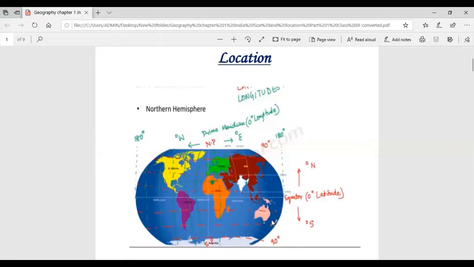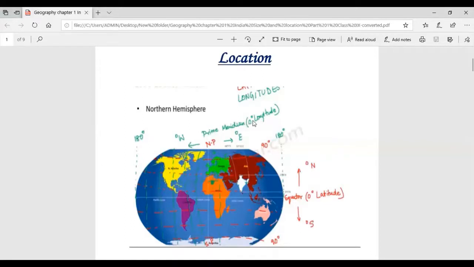How do we measure longitudes? We learned how we measure latitudes. Now we will learn how we measure longitudes. Just as we have the equator for 0-degree latitude, similarly, we have the central line, which is known as the prime meridian. This line that passes through the middle is known as the prime meridian. So the prime meridian corresponds to 0-degree longitude.